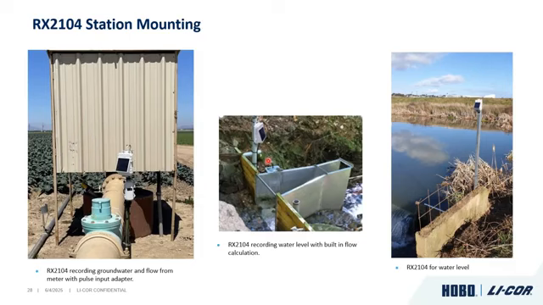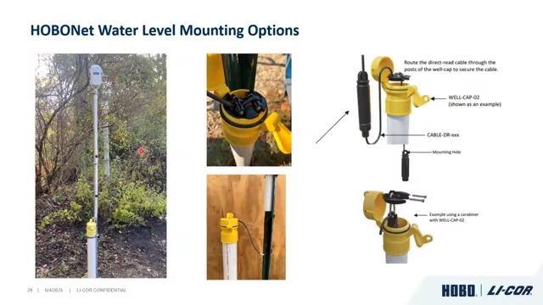We have a RX2104 here that's actually giving you a built-in flow calculation. I talked about having a flume or a weir or a stage discharge table. This one's going to give you not only stage data and temperature, but it's going to give you flow as well. And then just a RX2104 on a dam on this side.